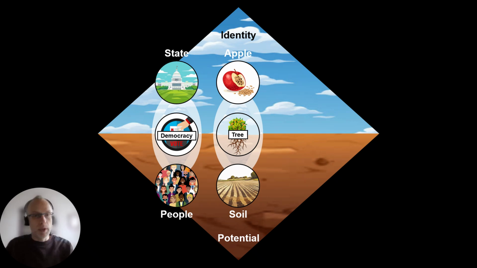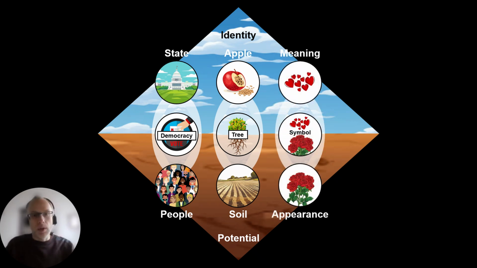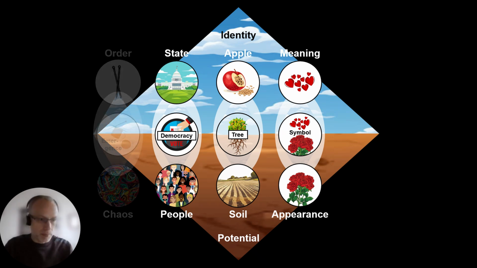For example, when you have a state and a people, how do they come together? They come together into a democracy, but also a meaning which contains an identity. When it comes together with an appearance, for example here the roses, it becomes a symbol, and the symbol unites a meaning with an appearance.